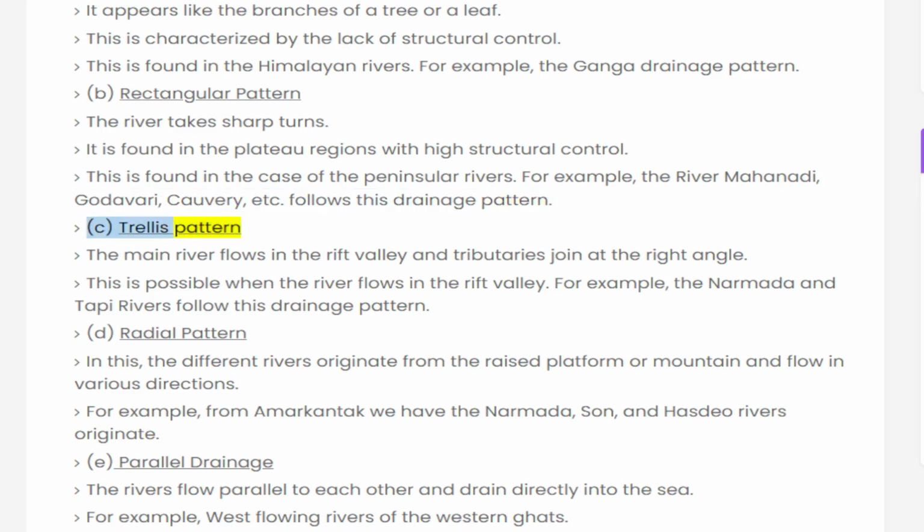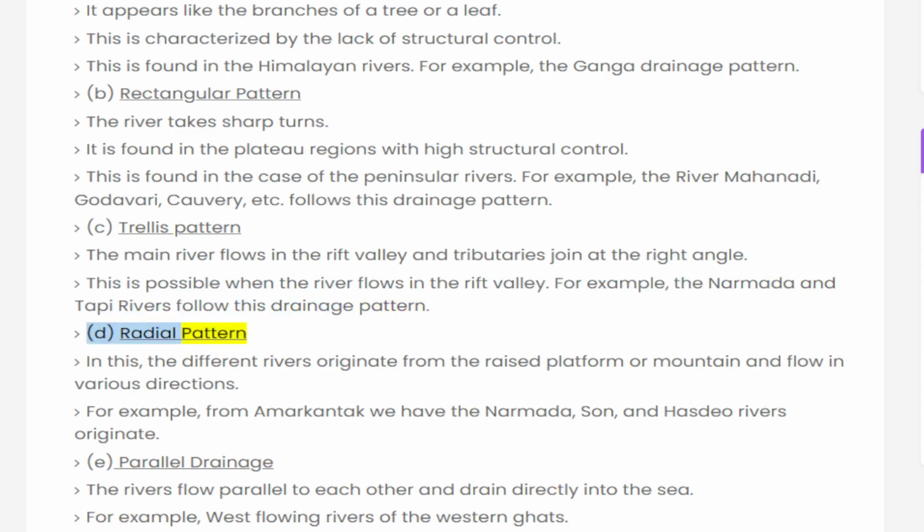C. Trellis pattern. The main river flows in the rift valley and tributaries join at right angles. This is possible when the river flows in the rift valley. For example, the Narmada and Tapi rivers follow this drainage pattern.